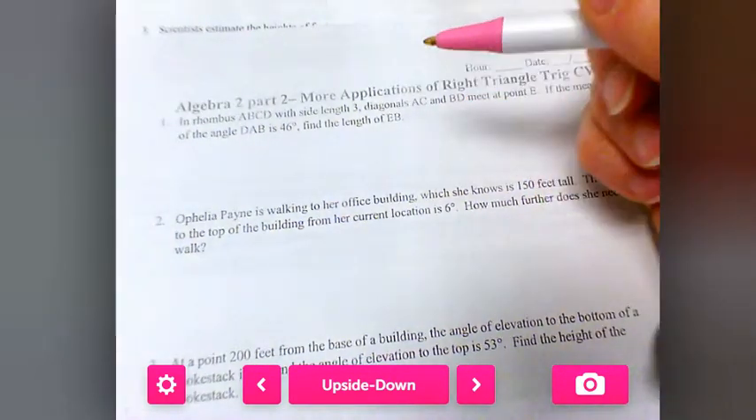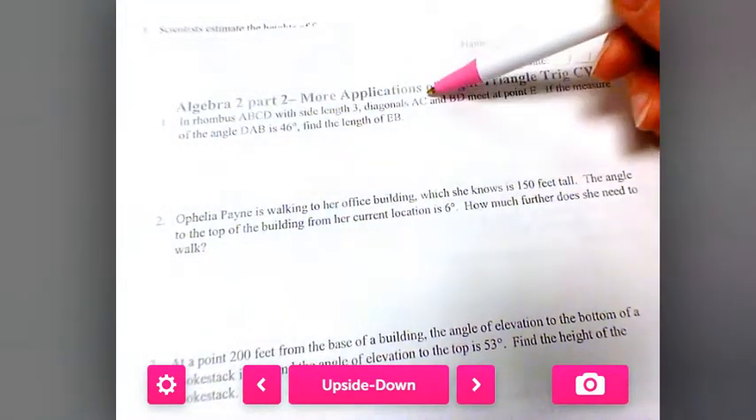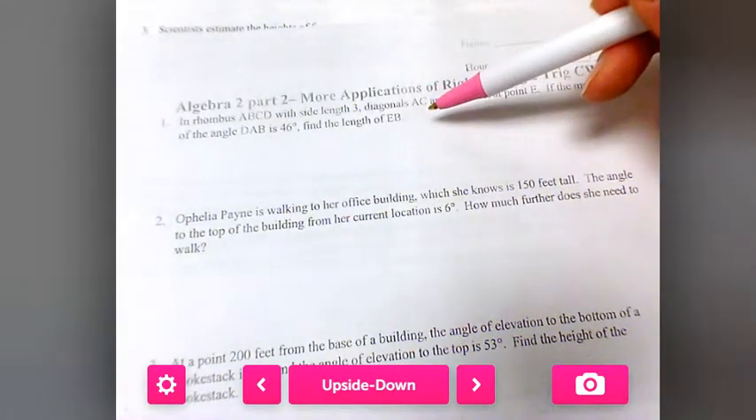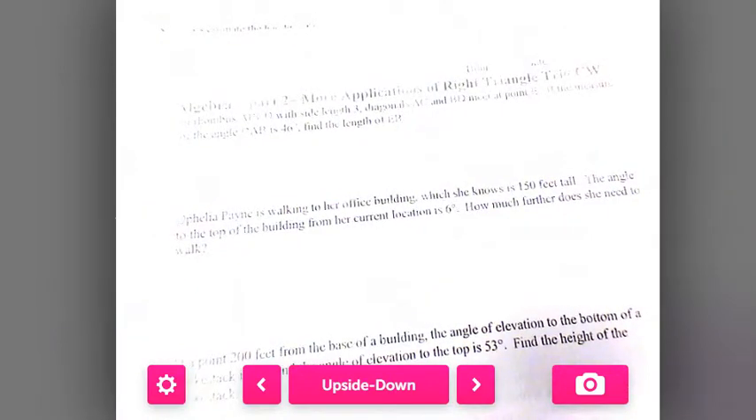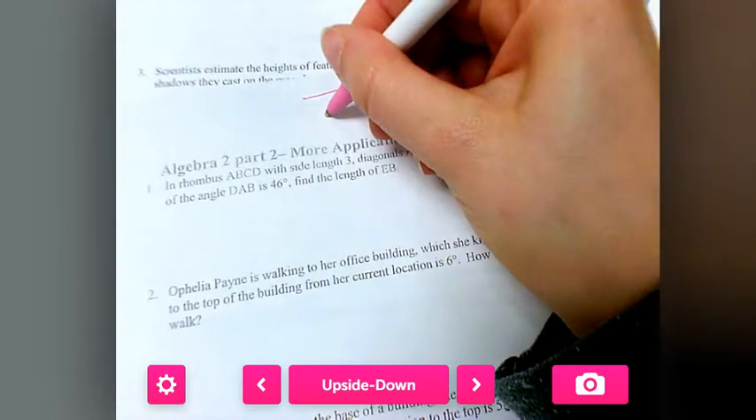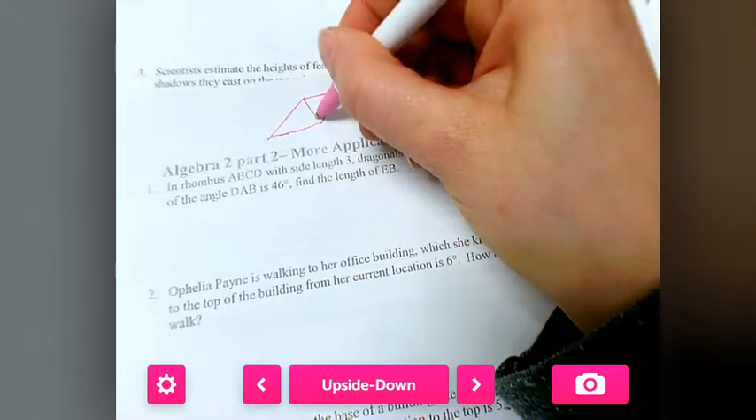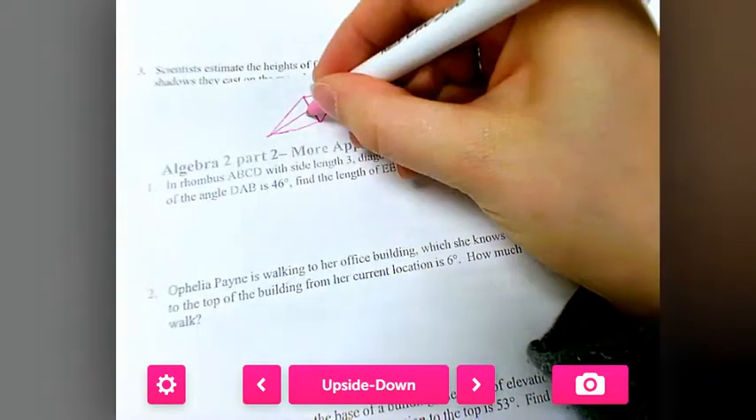Okay, so we're looking at a rhombus ABCD with side lengths 3. Diagonals AC and BD meet at point E. If the measure of angle DAB is 46 degrees, find the length of EB. Okay? So we are going to draw a rhombus, and if you remember from rhombuses, and this is algebra 2, not geometry, the diagonals meet at a right angle.